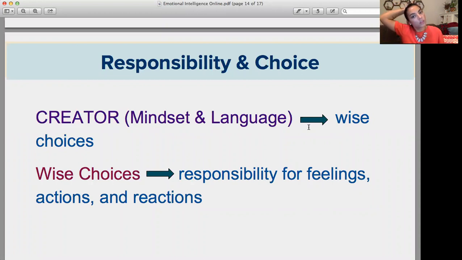We're going to talk about wise choices and how the creator mindset and language leads us to wise choices. We're going to look at the wise choice wheel, how that happens, and how wise choices lead us to taking responsibility for our feelings, our actions, and our reactions and responses, and we'll talk about the difference between those two.